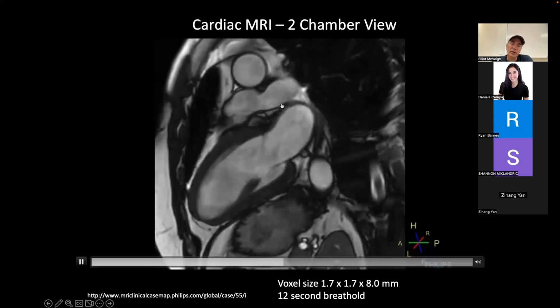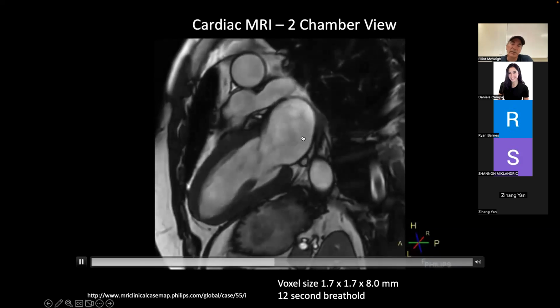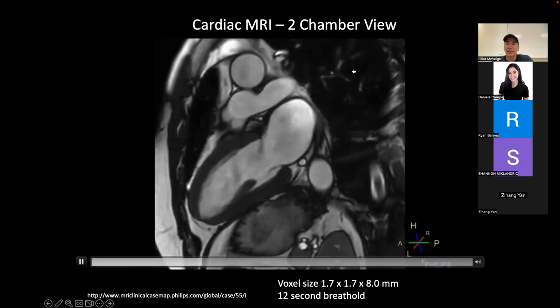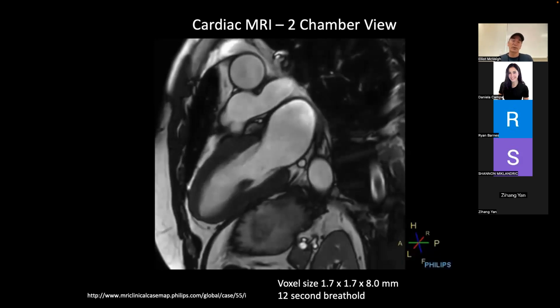Here's a 2-chamber view with, again, the left atrium with that flow. Looks pretty cool. And the mitral valve. Again, this is interstitial fat down here and here. This is all fat towards the apex. This is all fat up here and on here. And so needless to say, MR is a great imaging technique for looking at total fat content in your body.